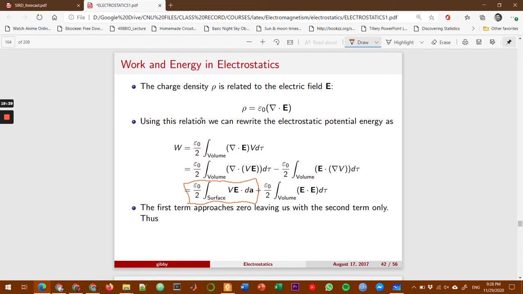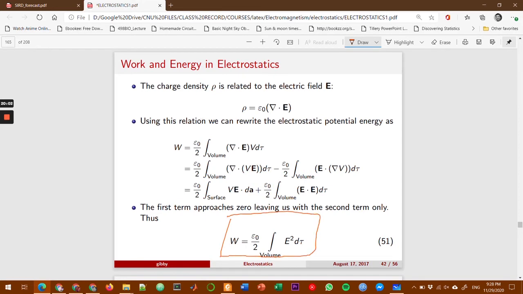So this actually approaches 0. The electric field integrated over the area, okay, so the first approaches 0, this one, leaving us only with the second term. So the formula now for the work needed to assemble a system of continuous charge distribution is given by this.